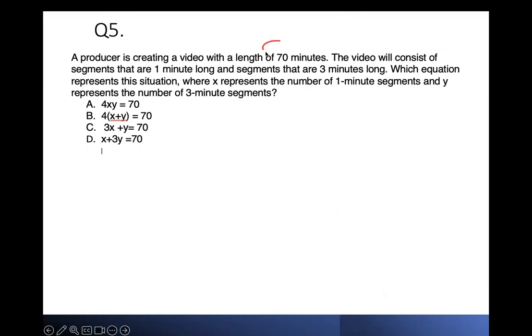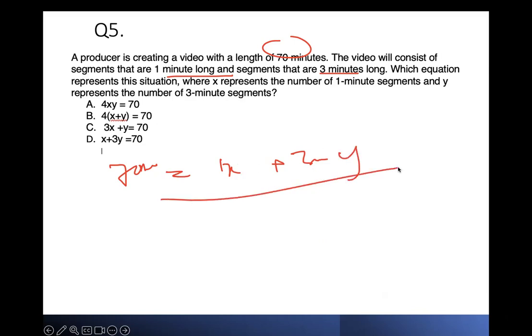A producer is creating a video of 70 minutes. I know I need 70. The video will consist of segments that are 1 minute long and 3 minutes long. That means they have to be 1 minute here plus 3 minutes here. Which equation represents the situation where x represents the number of segments of 1 minute, and y the segments of 3 minutes? That's all. 70 minutes, 1x plus 3y. You see it right there. This is wrong because you flip the numbers. This doesn't make sense. You add the 3 to 1? We are not going to do that. Therefore, this is our right answer.